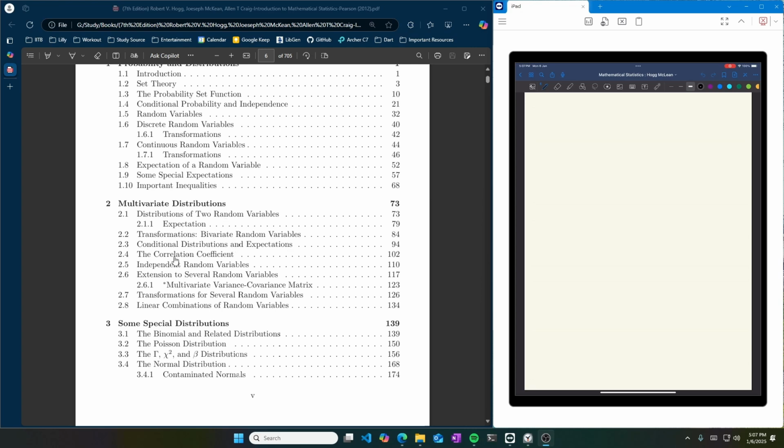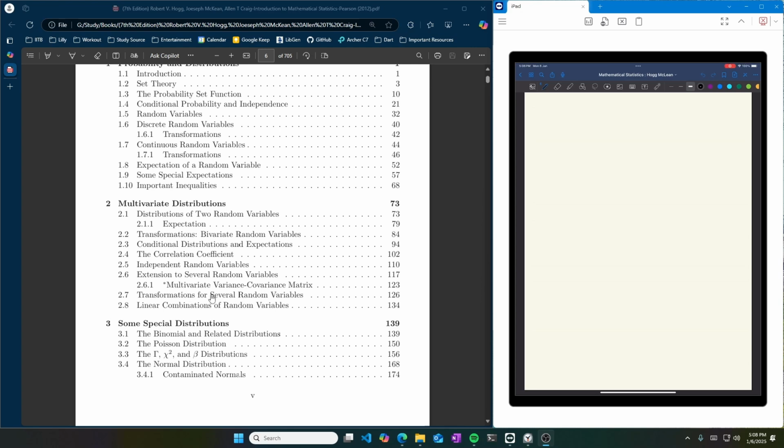Then we'll look into the conditional distributions, probably marginal distributions as well, and their expectations. The correlation coefficient. Correlation is essentially the degree of association between two random variables. And then independent random variables. Okay, what is an independent random variable? What does it mean to be an independent random variable given another random variable?